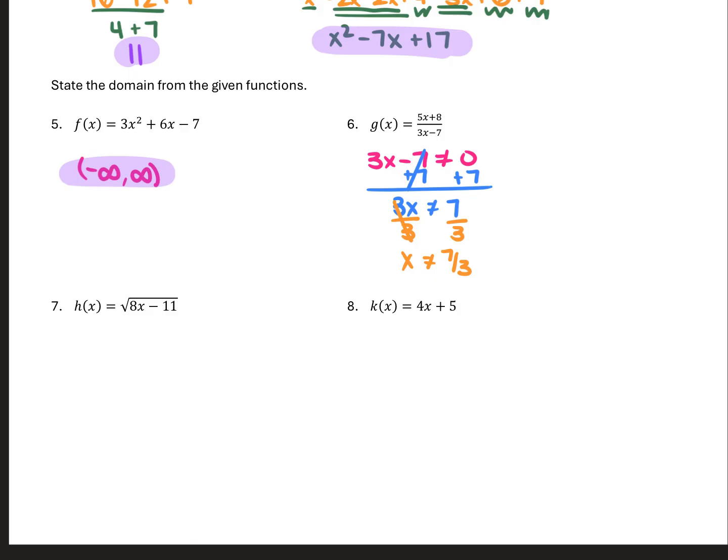Now, in the past, I've asked you to use your interval notation for this. I'm not going to ask you to give the interval notation for your test. So as long as you give me x is not equal to 7 over 3 for a question like this, then you're fine.